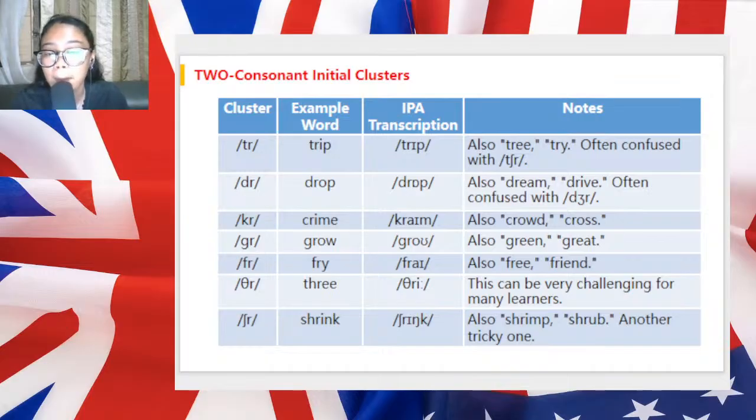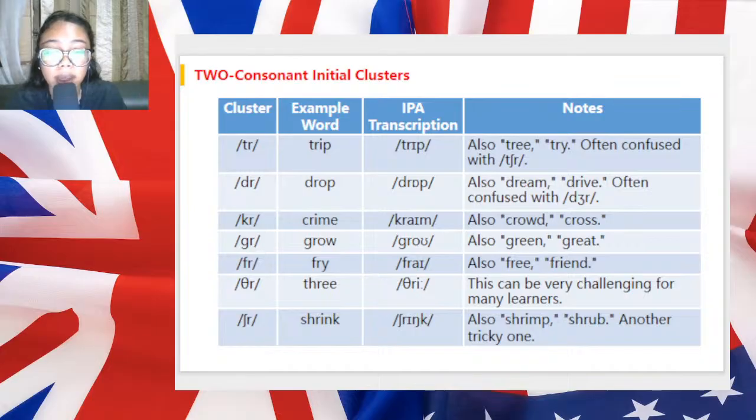All right. Following that, the GR cluster, as in grow. This is the voiced equivalent of KR. The G sound, also from the back of the throat, directly connects to the R sound, grow. Listen to how the voiced G transitions seamlessly into the R sound. This cluster is found in green and great. So let's say grow, green, great, ensuring that GR blend is clear and flowing.